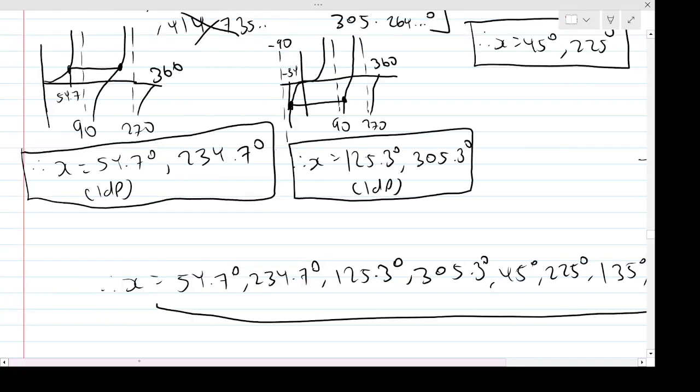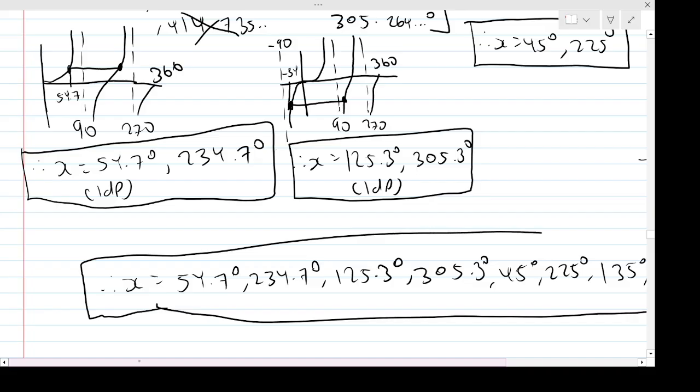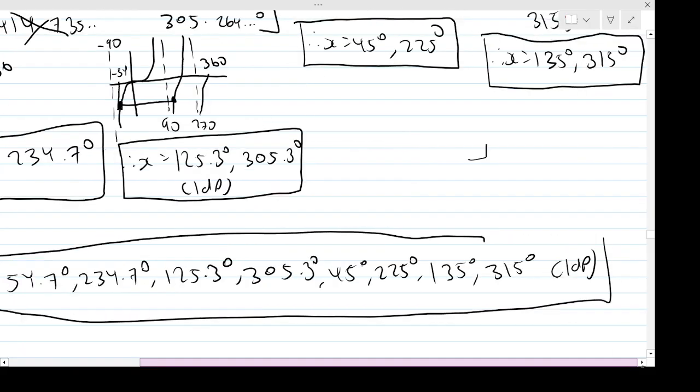Right, it's so long I can't even do it all on one screen. So those are my final list of solutions. Okay, there's a lot of them. Okay, we got there. So hopefully that made sense.